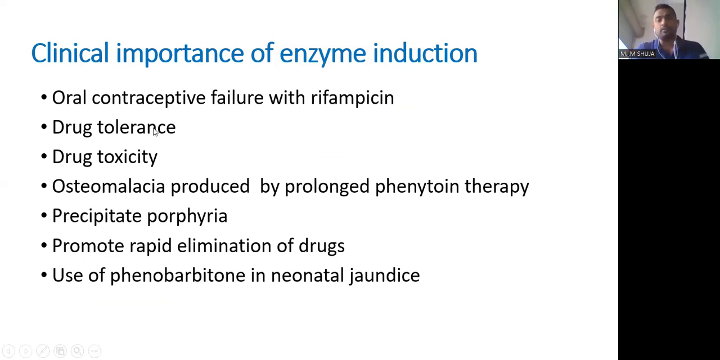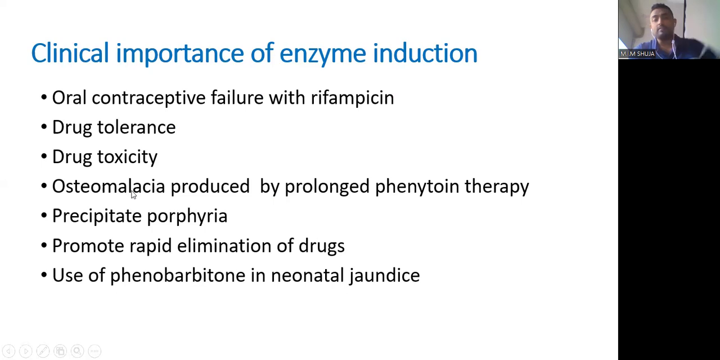So when you are taking oral contraceptive pills with rifampicin, there is a failure of OCP because rifampicin is an enzyme inducer. It increases the microsomal enzyme activity which is responsible for breakdown of OCP to ethinyl estradiol and progesterone. So when they break down the OCP, the contraceptive effect is not there. So they may conceive. That is the OCP failure. Then there's drug tolerance and drug toxicity.